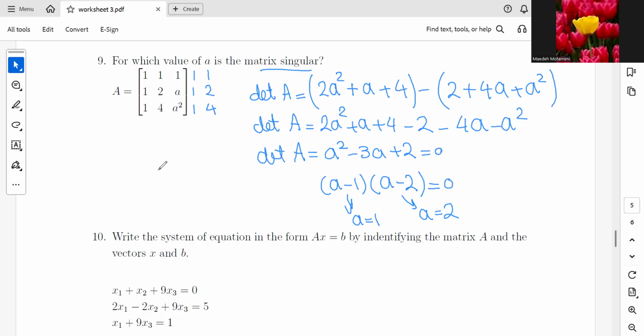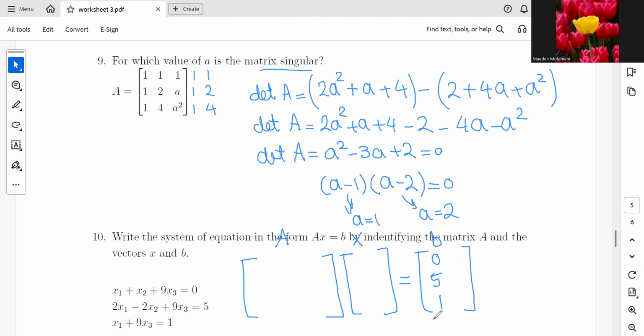Number 10. Write the system of equations in the form of Ax equals B by identifying the matrix A and the vectors. Okay. So we're going to write the matrix of coefficients times the matrix of variables equals the matrix of constants. So this one will be A, this one will be X, and this one will be B. So we would start with the easiest part, which is 0, 5, 1 here. And we know that we have three variables, x sub 1, x sub 2, and x sub 3.